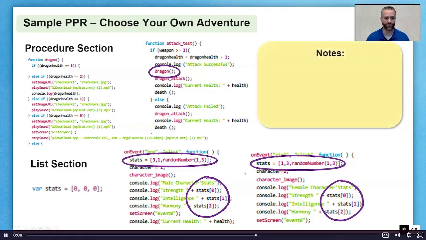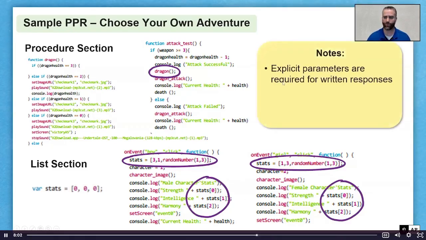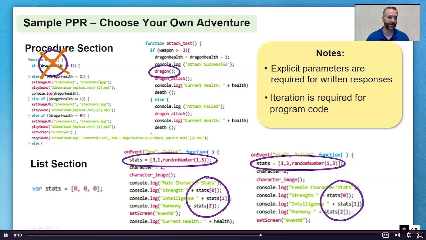However, important to note, explicit parameters are required for written responses. So this procedure does not have an explicit parameter. Also, this procedure over here does not have iteration either. There is no repetition of portions of code, and so this would not earn the program code point.